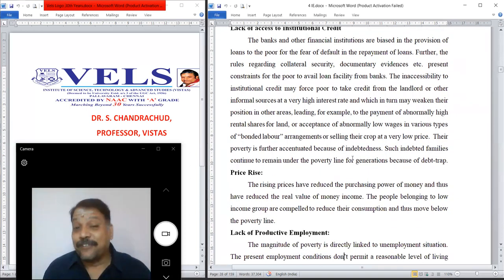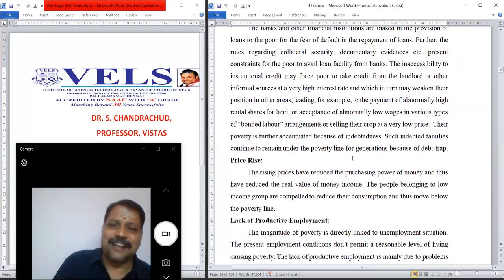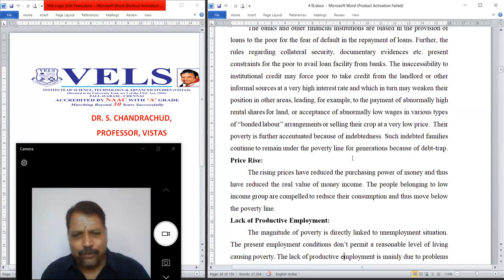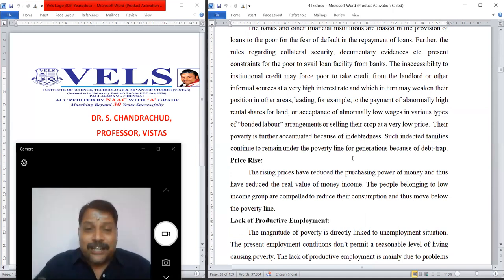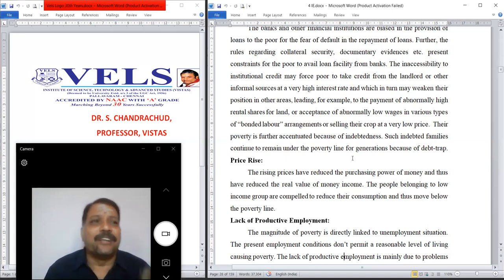One more main reason for poverty is price rise. The rising prices have reduced the purchasing power of individuals, especially those residing in rural areas. The nominal money income may be high, but the purchasing power is very less for the public. People belonging to the low income group are compelled to reduce their consumption and thus move further below the poverty line. So price level change has a big impact on poverty, because the poor are not able to afford the basic amenities.